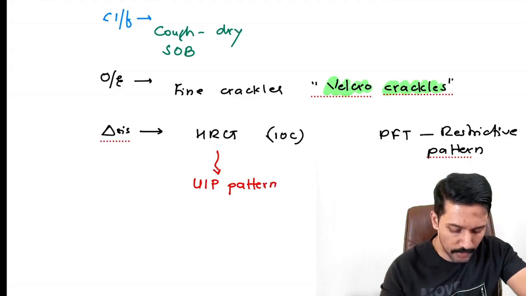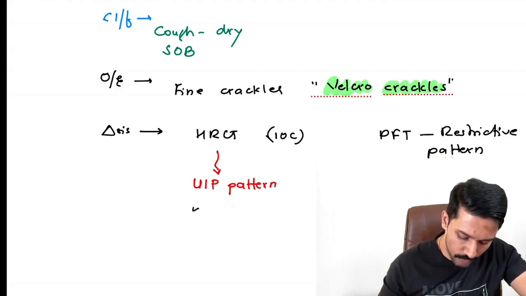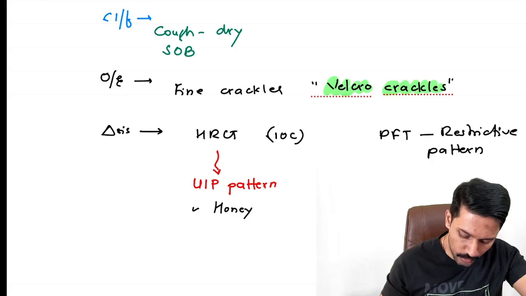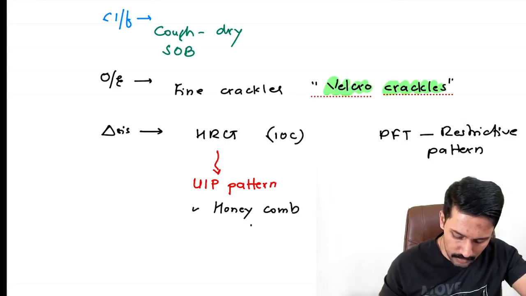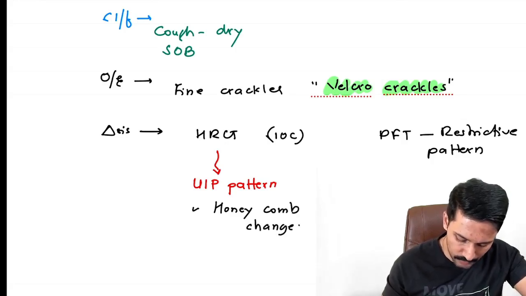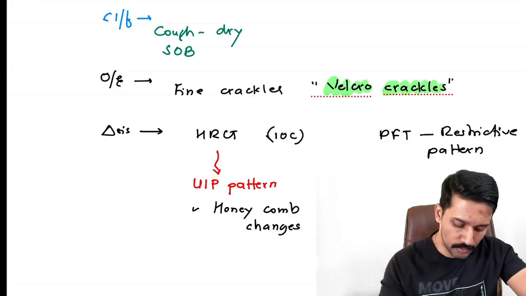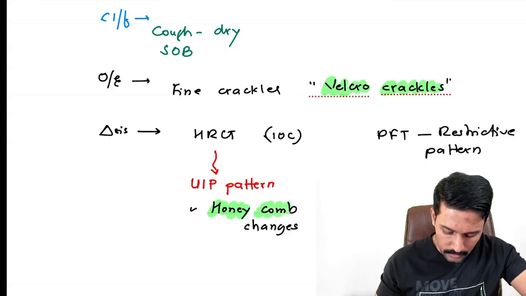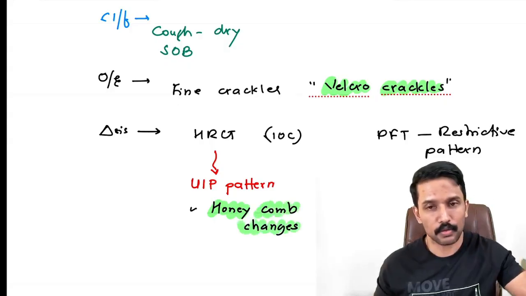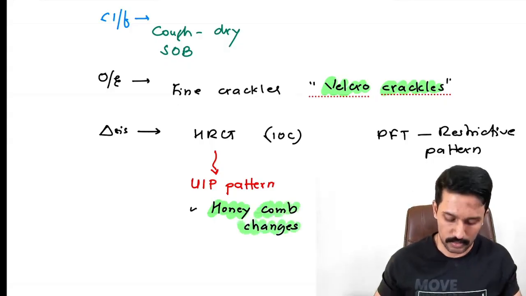And what is there in the UIP pattern? Predominantly you have honeycomb changes, because of extensive traction bronchiectasis. Honeycomb changes. If the word honeycomb appears in any HRCT image related question, it is talking about idiopathic pulmonary fibrosis.